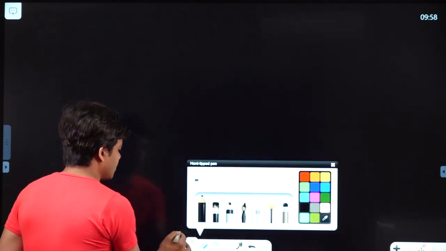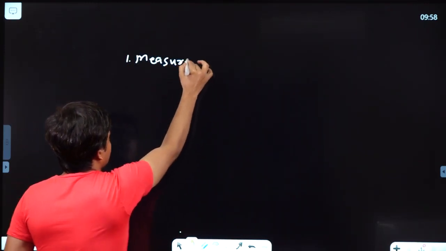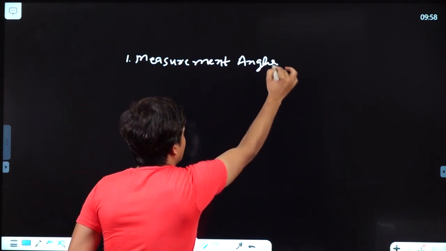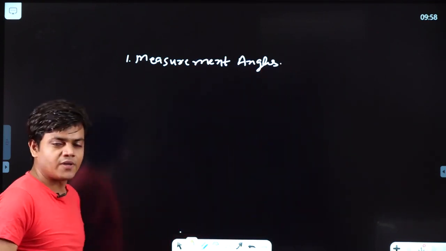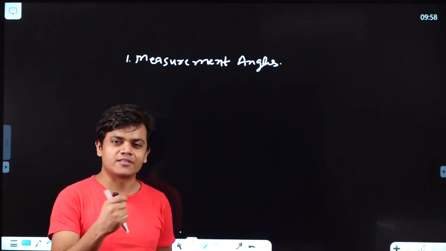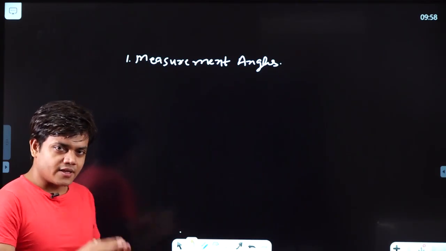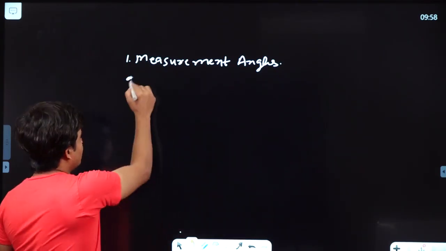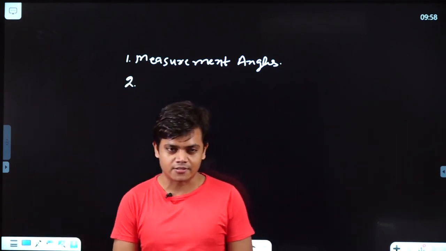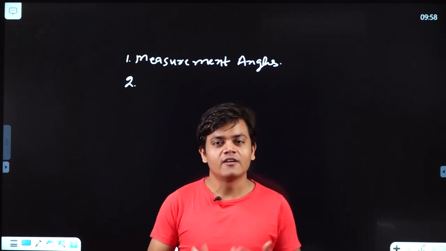So the first chapter is what? Measurement of angles. We will study about measurement of angles. We will study different systems to measure the angle like degree, radian and grade system. Thereafter, in the coming classes, we will introduce you to trigonometrical identities. And yes, we will define some trigonometric functions.